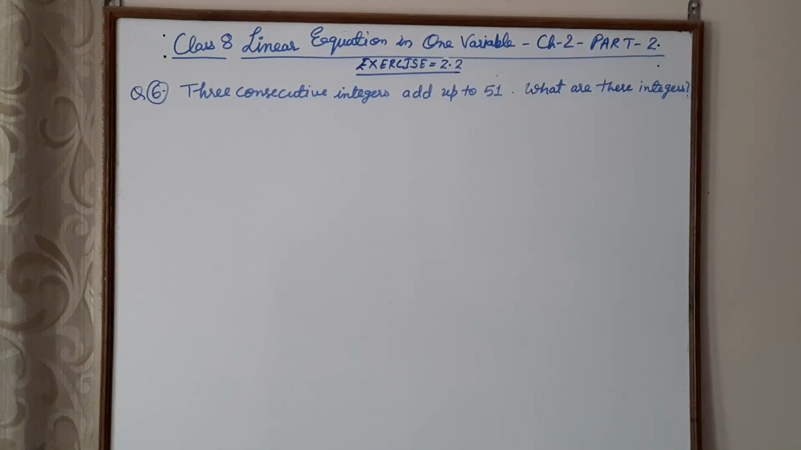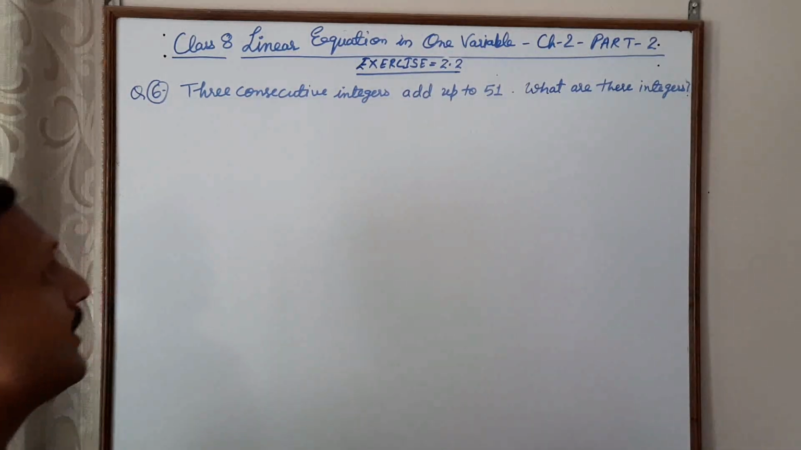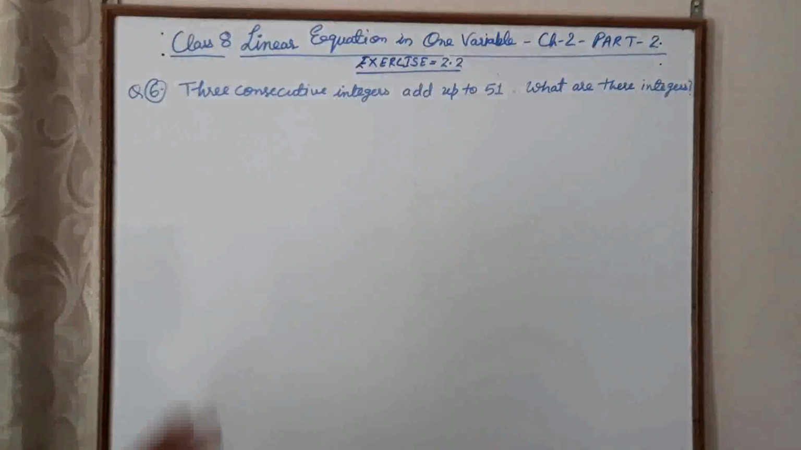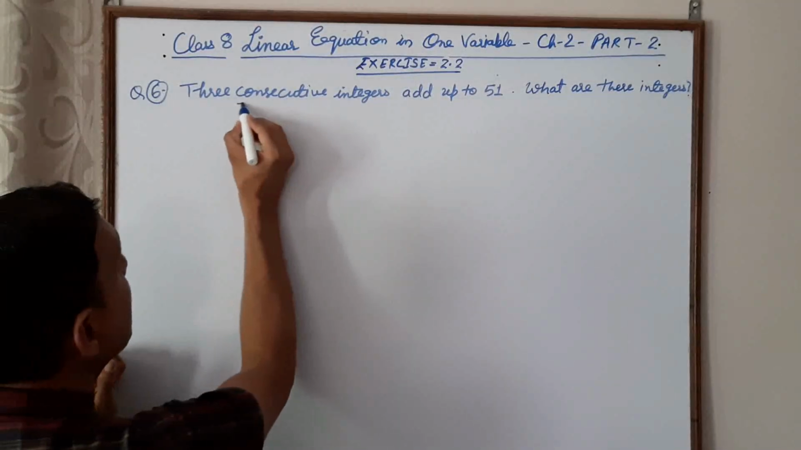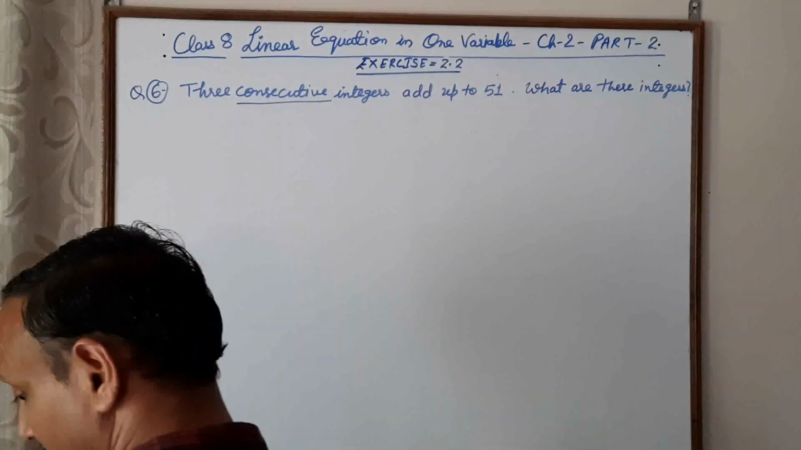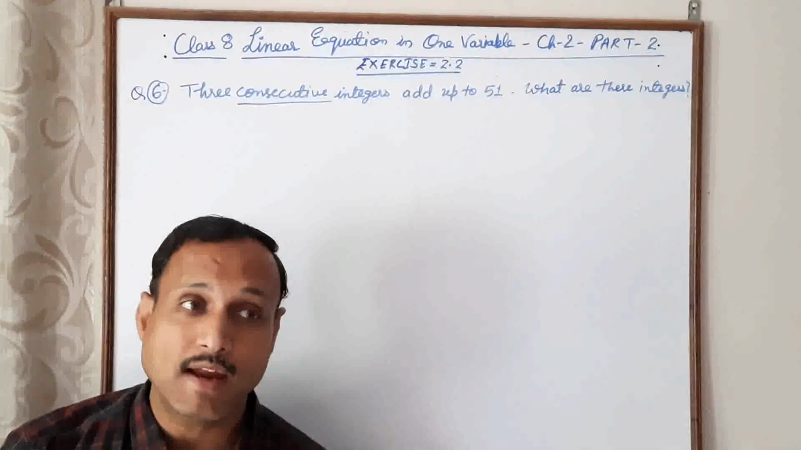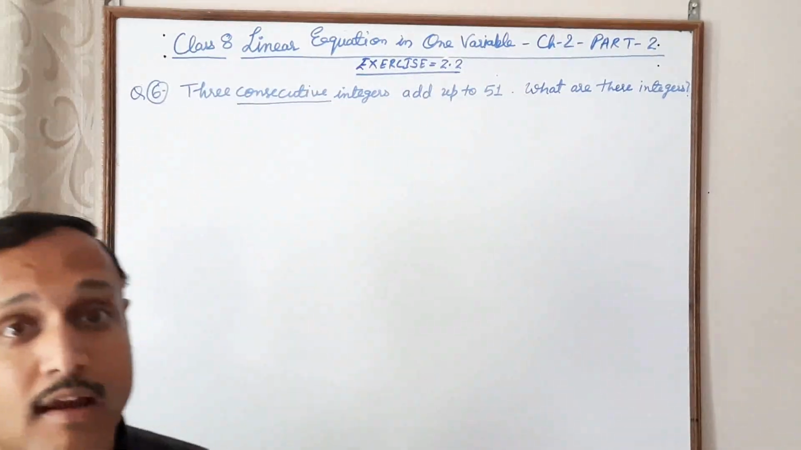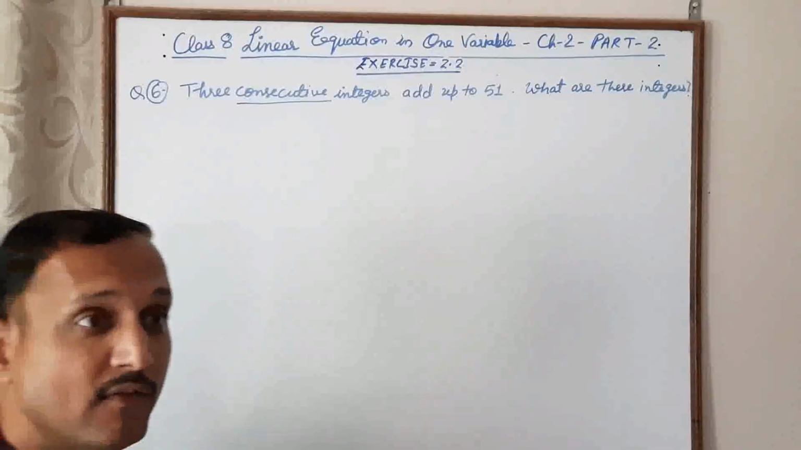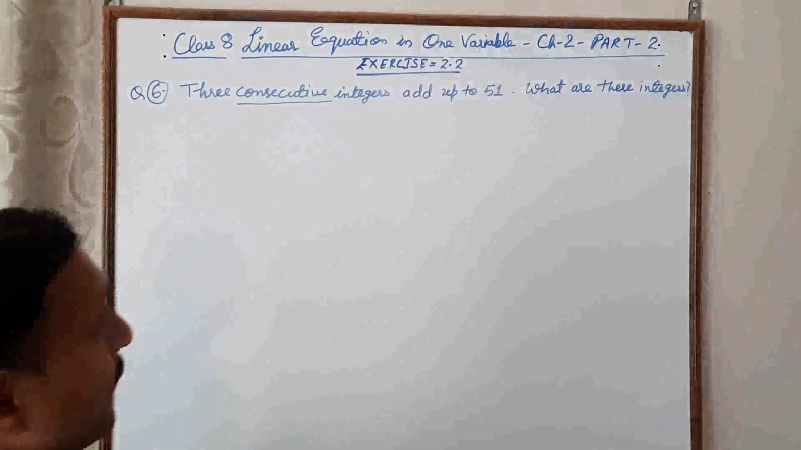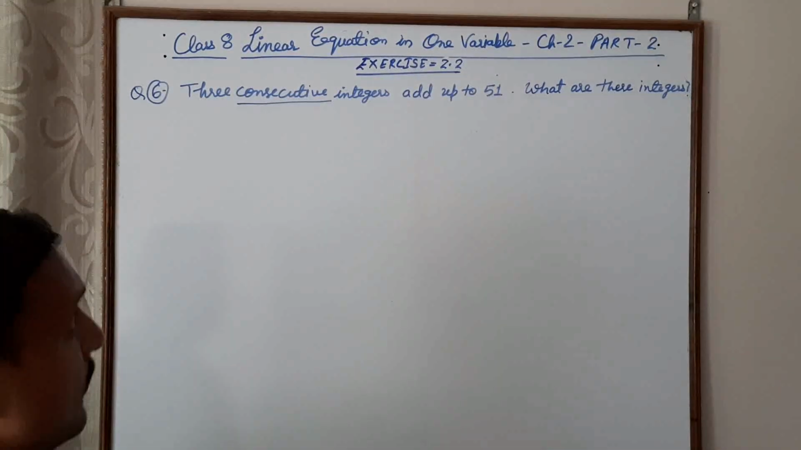Question number 6. Three consecutive integers add up to 51. We have to find out the integers. Three consecutive integers. Consecutive means one after another. Means if we assume one number be 7, the other number will be 8, and the other number will be 9. If you assume one number be 50, then another number 51, then another number 52. So same here we have to follow, but we don't know the numbers.